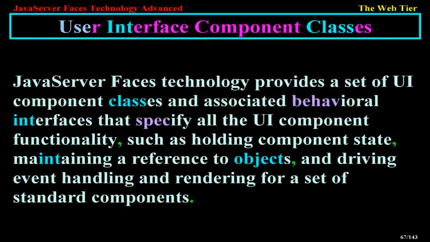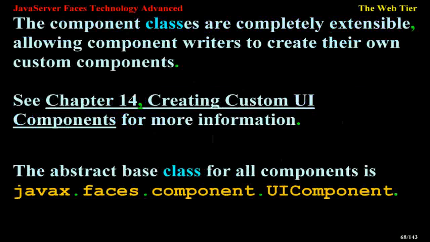User Interface Component Classes. JavaServer Faces technology provides a set of UI component classes and associated behavioral interfaces that specify all the UI component functionality, such as holding component state, maintaining a reference to objects, and driving event handling and rendering for a set of standard components. The component classes are completely extensible, allowing component writers to create their own custom components. See Chapter 14, Creating Custom UI Components for more information.